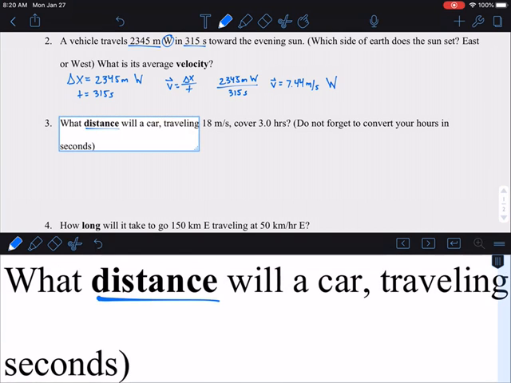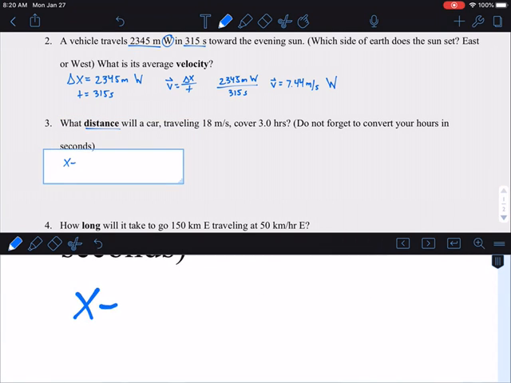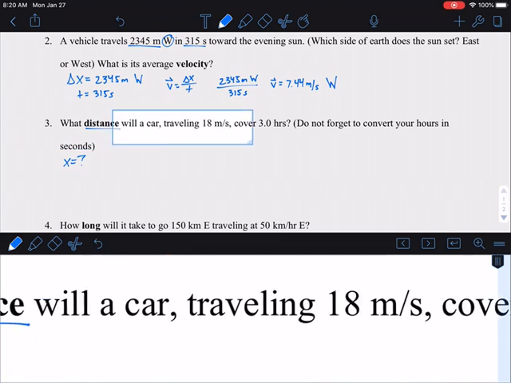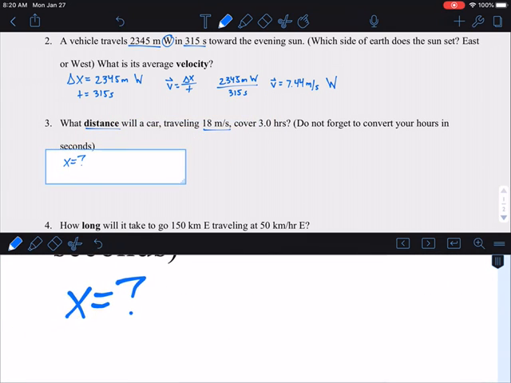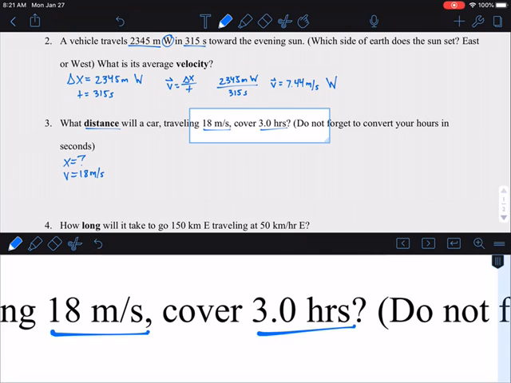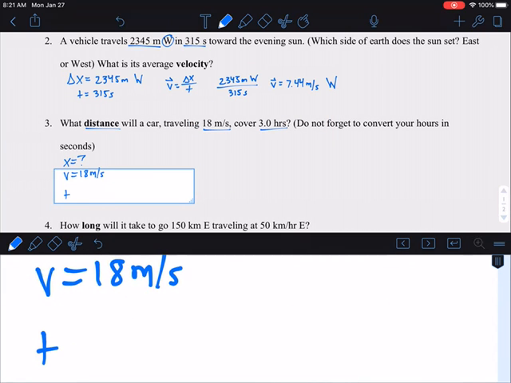Okay, what distance? So I know already that I'm going to be looking for x. Traveling 18 meters per second. Meters per second is a measurement of speed, so we know speed is 18 meters per second. Covers in 3 hours. My time is 3 hours.